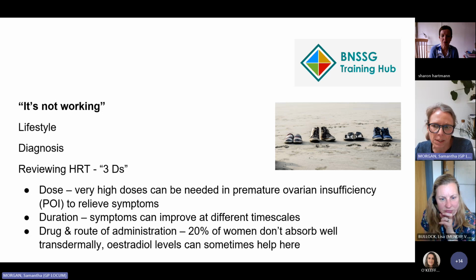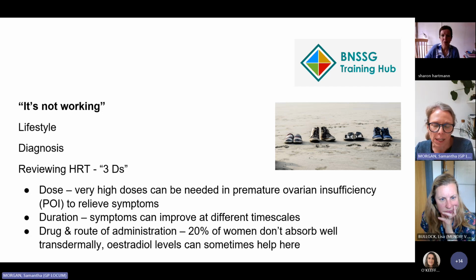If you're confident of the diagnosis, and HRT seems to be appropriate management, but it just doesn't seem to be doing the trick, then I think of the 3 Ds: the dose, the duration, and the drug. In terms of the dose, we know different women can need different dosages to get the same effect. Some women need really quite high doses, for example in POI, to be able to get that symptom relief.